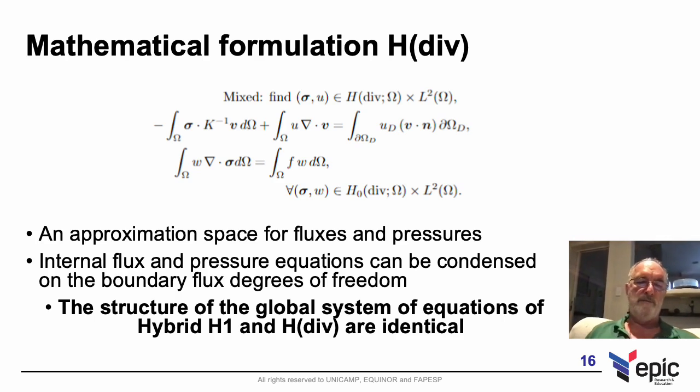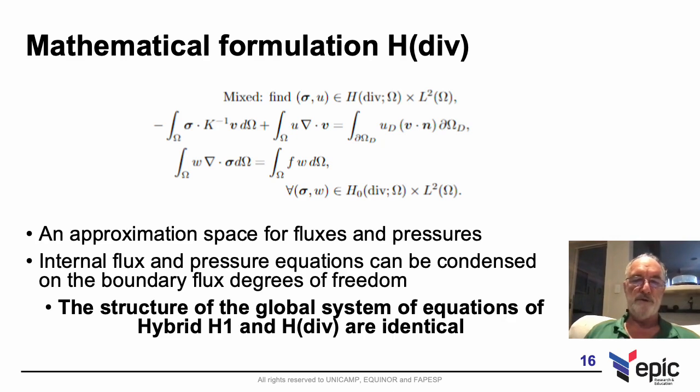In HDiv approximations, we have an approximation space for fluxes, and a discontinuous approximation space for pressures. The main equation corresponds to the inverse permeability applied to the solution multiplied by the flux being equal to the pressure. And the second equation, the equation associated with the pressure variables, is imposing that the divergence of the flux is equal to the source term, which is often 0.